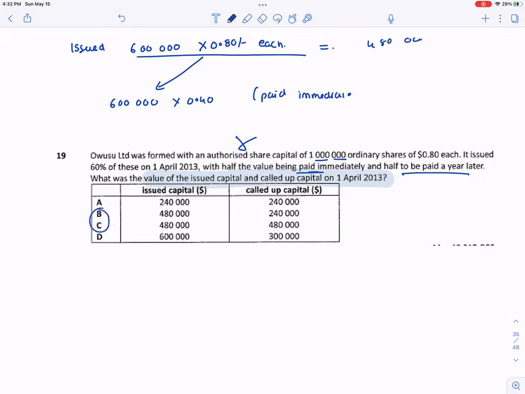So either it could be B or C. They have agreed that they will pay half now, half later. So if the company agrees that people will pay half this year, half next year, that means they have called up only for 240,000. Called up capital is the amount you actually ask the shareholders to pay. Are you all with me?